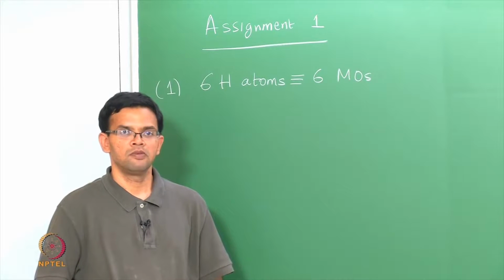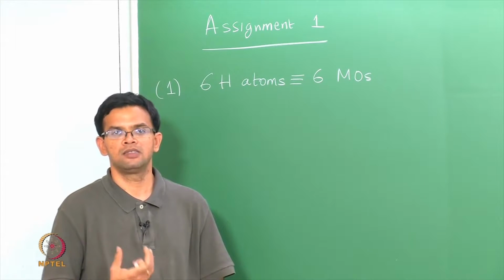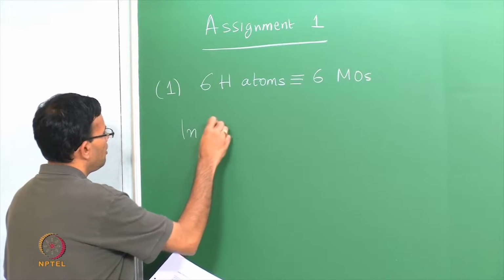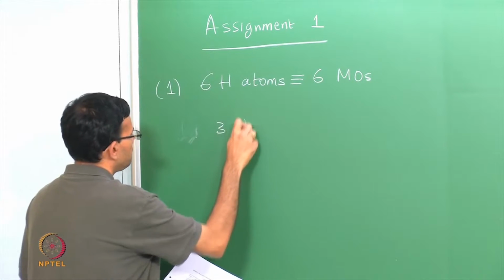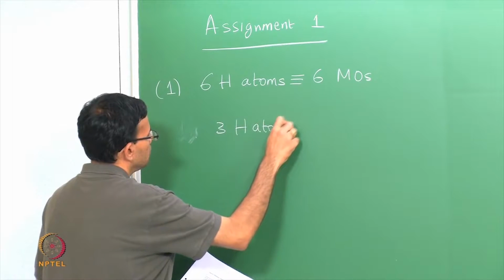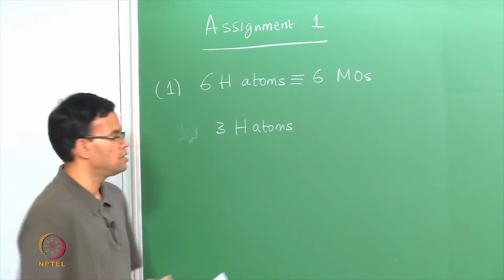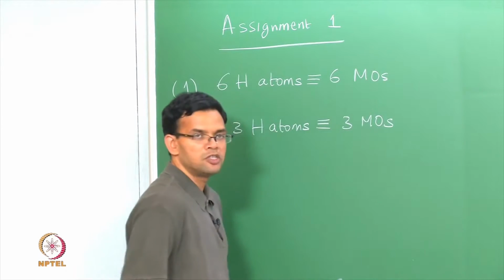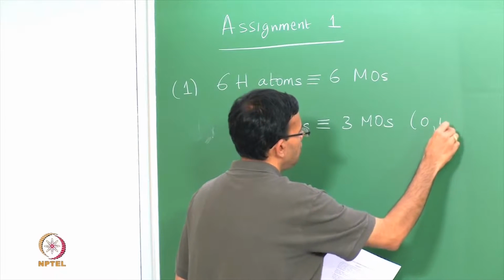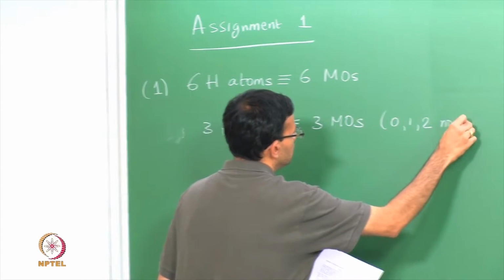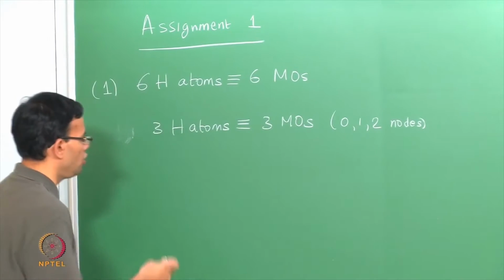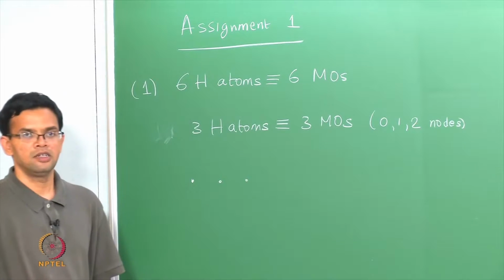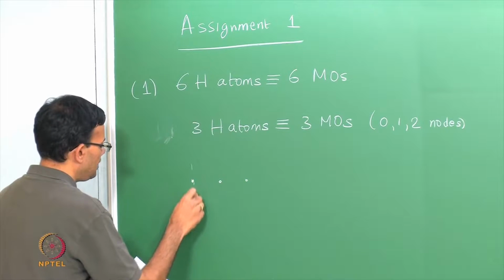We will start with this, but let me go back and start with a much simpler system that we looked at in class. During the lecture we considered 3 hydrogen atoms. For 3 hydrogen atoms, you have essentially 3 molecular orbitals. We saw that they have 0, 1 and 2 nodes, and we are able to draw them in this fashion. So, these dots represent the centers of the 3 hydrogen atoms, basically the nuclei.